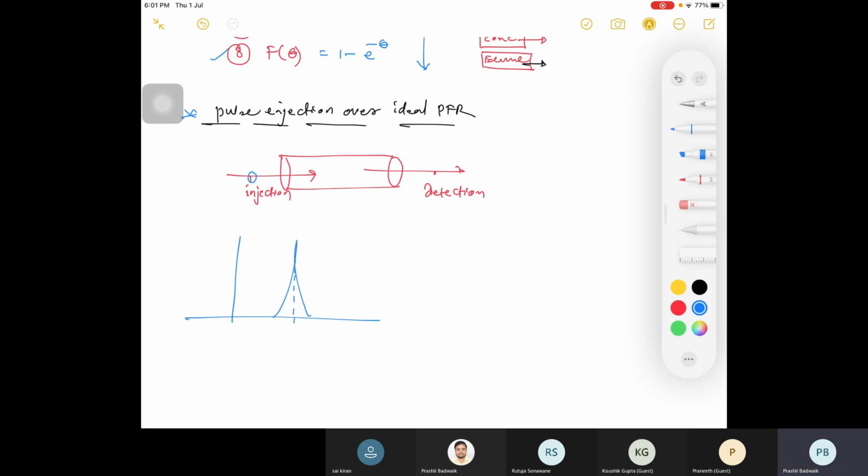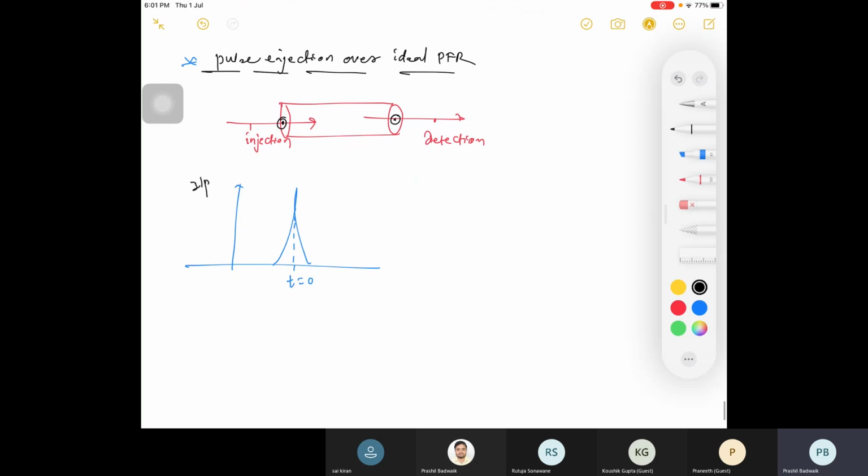Please be careful, this injection point will be nearer to your reactor inlet, otherwise you will have a non-ideality there. So you can assume this is your injection point and this is your detection point. This is your input. Will it be the same in CSTR and PFR? Yes, it is the same, but the output profile may change.